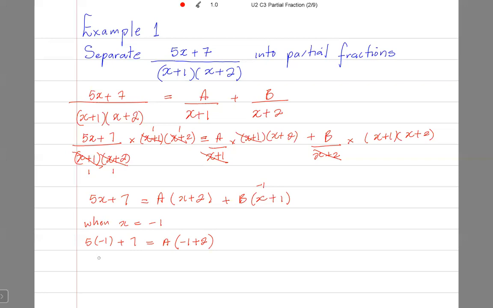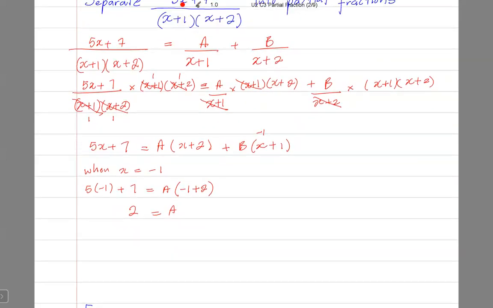So on the left, I'm going to have -5 plus 7, which is 2. And on the right, I have what? -1 plus 2 is 1. 1 times a is a. So a is equal to 2. Remember, my objective is to find both a and b.